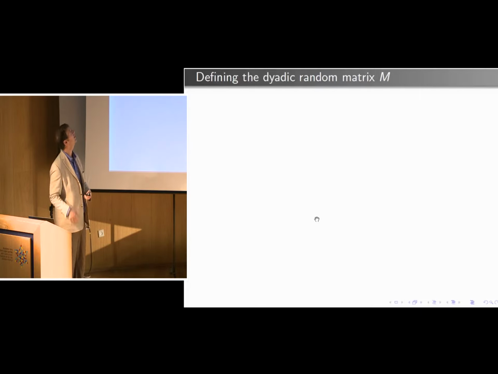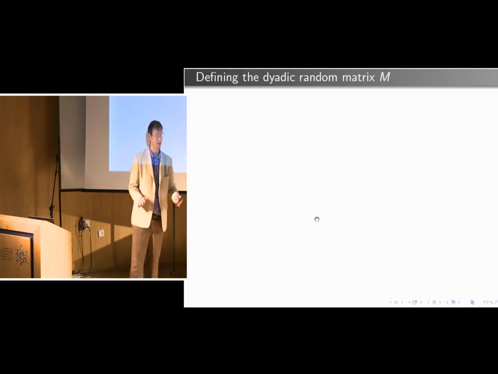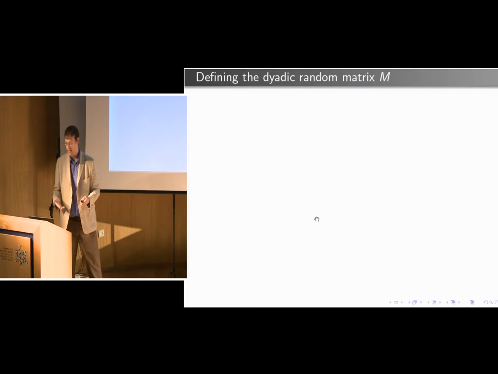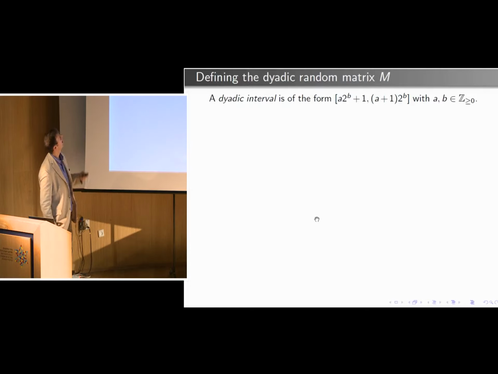And so the natural thing to do here is to define a random matrix M. Normally you would flip a coin independently for each entry. That doesn't work here, so you have to do some other type of random matrix. And so we have to define that.